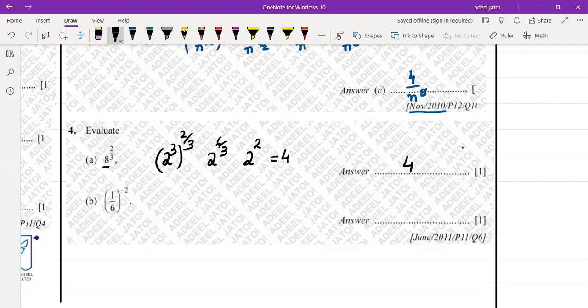So the answer for 8 to the power 2 upon 3 is 4. Similarly, part B, 1 upon 6 to the power negative 2. Now we need to reciprocal this to make sure that the power becomes positive. So that means 6 squared is 36 and 1 squared is 1. We do not write down 1 in the denominator. So the answer for this is 36.